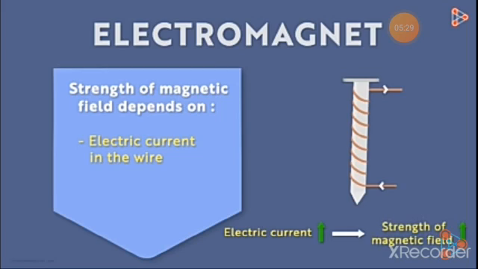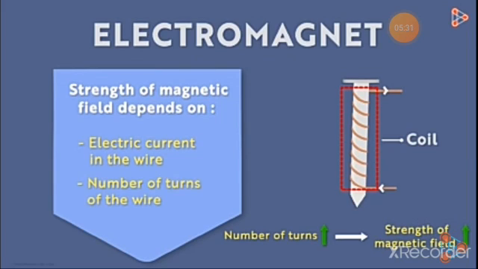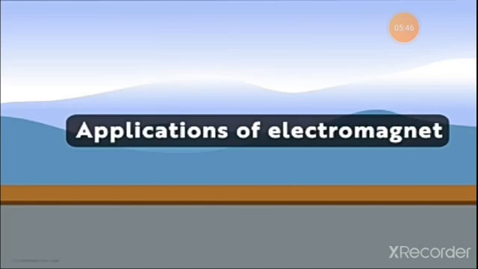Yes, there is. Another way to increase the strength of this magnetic field is by increasing the number of turns of the wire around the nail. The more the number of turns, the stronger the magnetic field will be. Now let's see a few applications of this electromagnet.